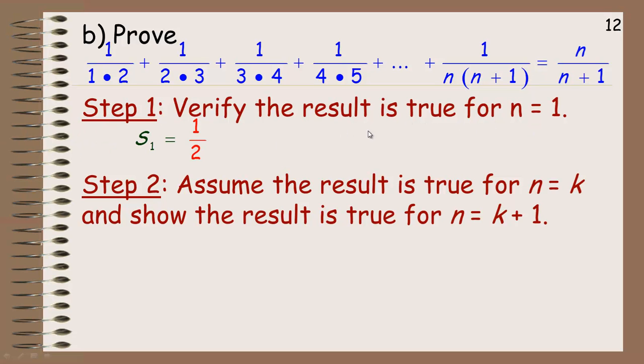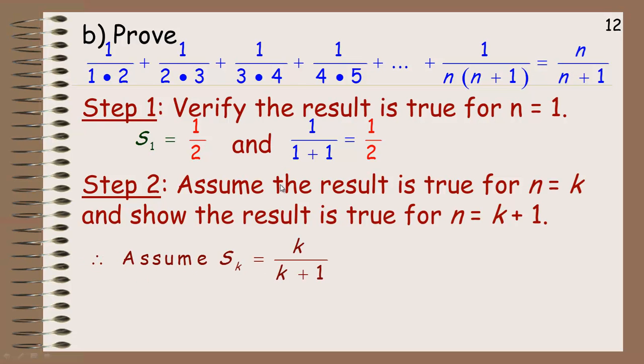So we're asked to verify it's true for 1. So of course the sum S1 would just be the first term, which is 1/2. So if we put 1 in place of n here, we would have 1 over 1 plus 1, which of course is equal to 1/2. So the formula does work for the very first term.